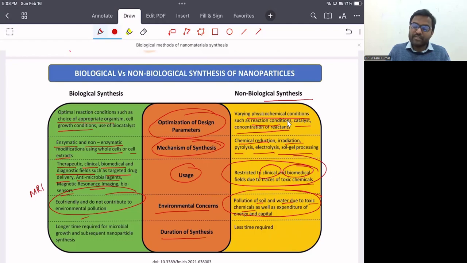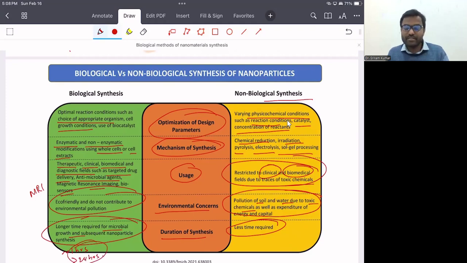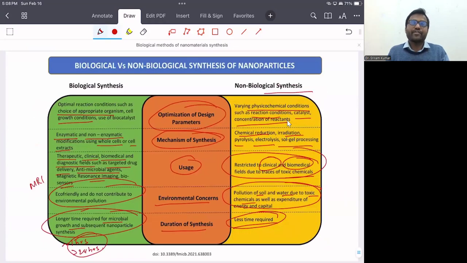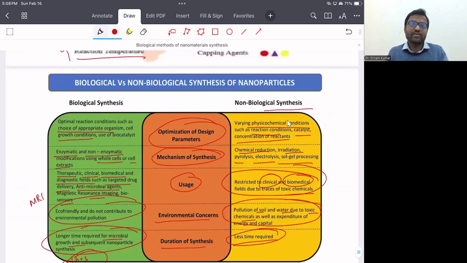And the duration of the synthesis: the non-biological system requires less time. However, the biological system requires a longer time because of microbial growth. For the enzyme and also for the fungi, we need close to 1 hour, and for bacteria, maybe we need more than 24 hours. So it depends on the kind of system we are using. However, in the chemical techniques, we require very little time. So this is all about nanomaterial synthesis using biological systems.